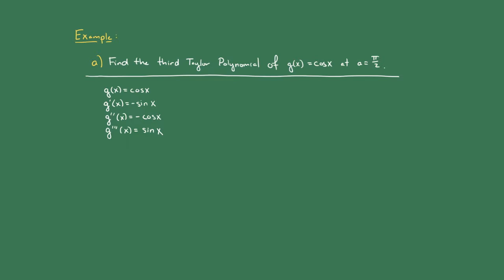Taylor polynomial to get that the third Taylor polynomial is equal to 0 plus negative 1 over 1 times x minus pi over 2, plus 0 over 2 factorial times x minus pi over 2 squared, plus 1 over 3 factorial times x minus pi over 2 cubed. And we can simplify this to get negative x minus pi over 2 plus 1/6 times x minus pi over 2 cubed.